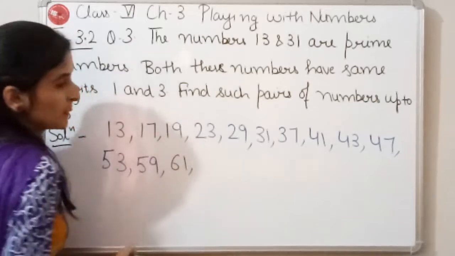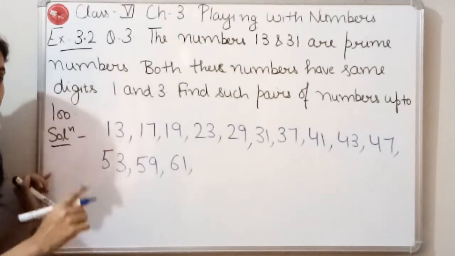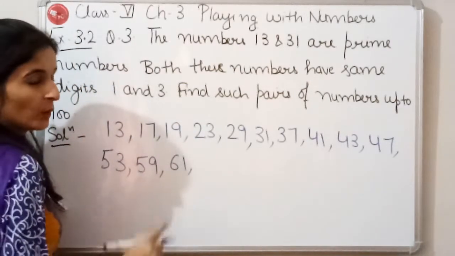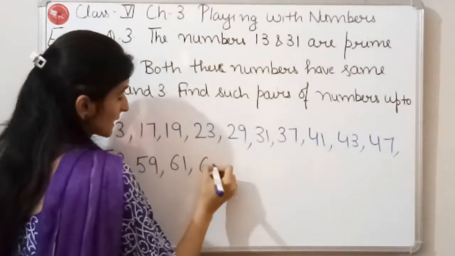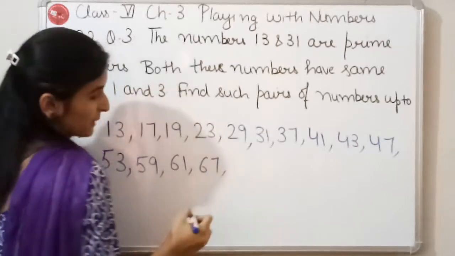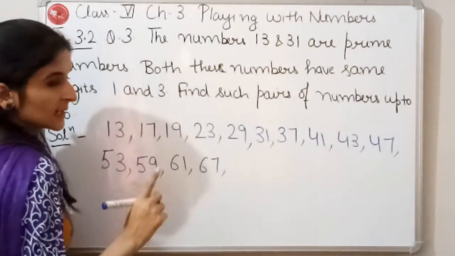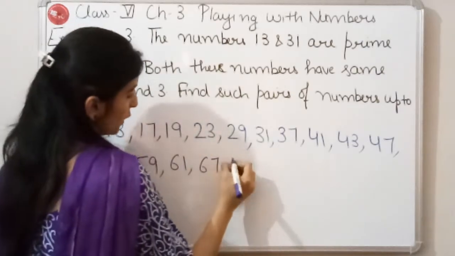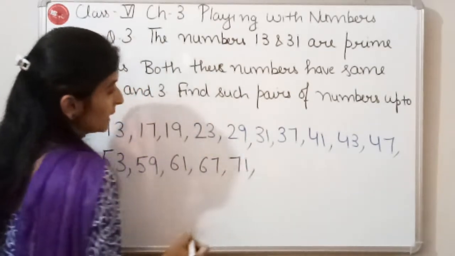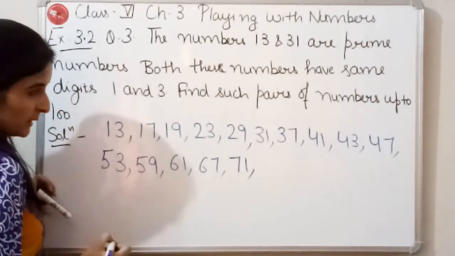61 is a prime number. 62, 63, 64, 65, 66, these are not prime numbers. Then 67 is a prime number. 68, 69, 70, these are not prime numbers. Then 71 is a prime number.